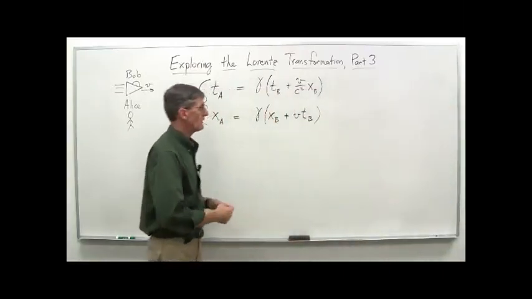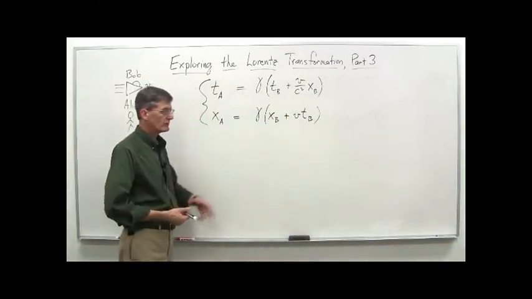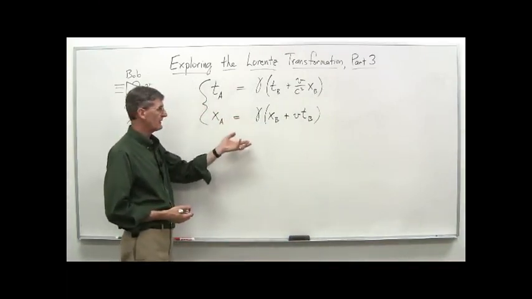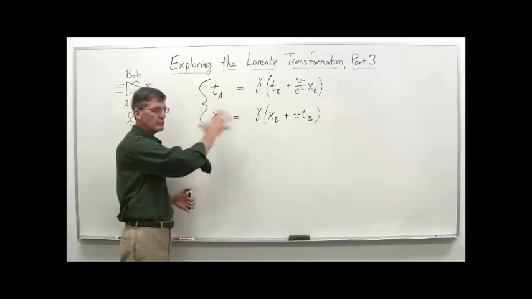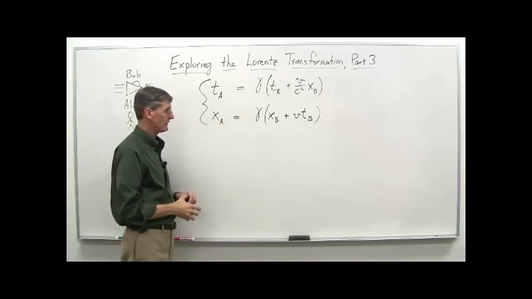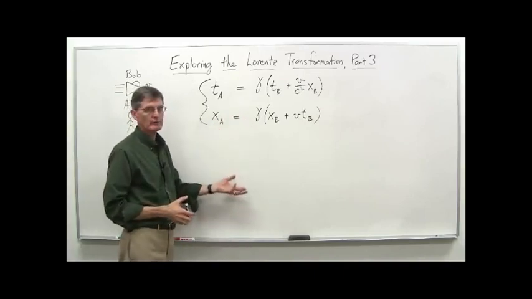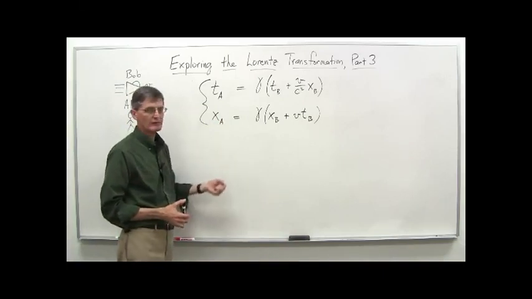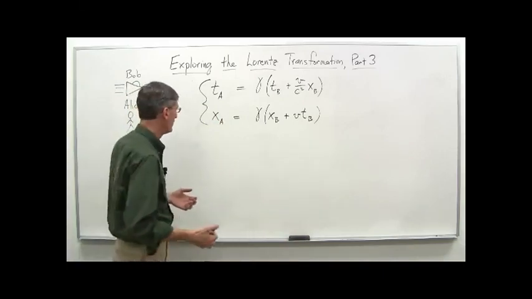Part 3 of exploring the Lorentz transformation. Here are equations back again, and I've changed them back to A and B for Bob and Alice because we're going to write a new version of them up here, and it will be easier to see what's going on if we're thinking about Alice and Bob again.